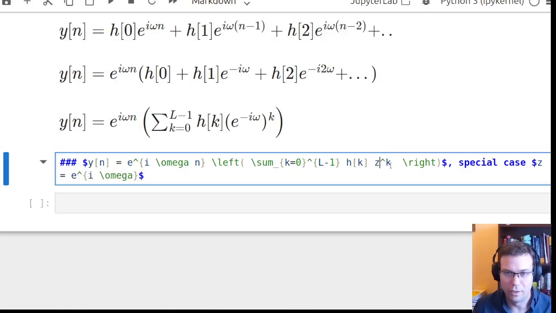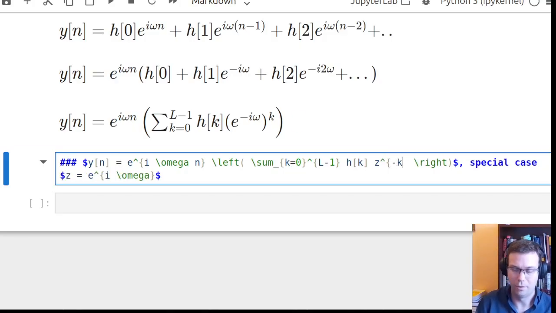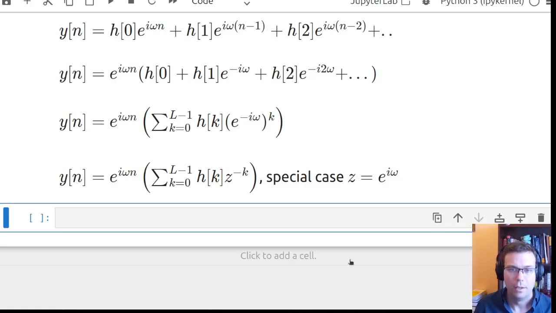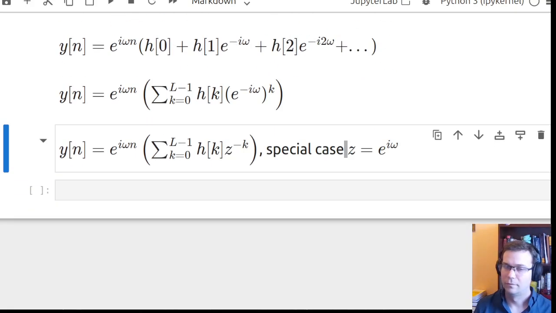And actually, sorry, I meant to write here z to the negative k. Okay, there we go. Now this all matches. Okay, so this expression in parentheses here is known as the z transform of h. We're keeping our z here as this unit phasor corresponding to the frequency that we're evaluating this at. But this, again, could be a general complex number.